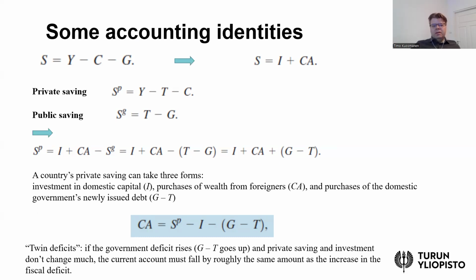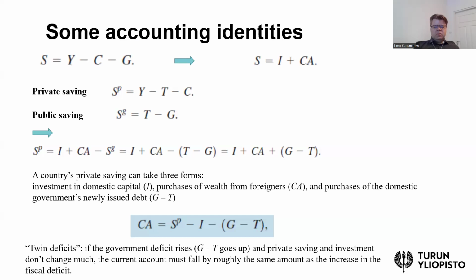If we remember that national saving was the difference of total output Y minus consumption C minus government expenditure G, now we define private saving as the output Y minus taxes minus private consumption. So private saving is how much of the total output net of taxes is not consumed. And then the public saving we can define as the difference between tax revenue minus government expenditure, so T minus G.